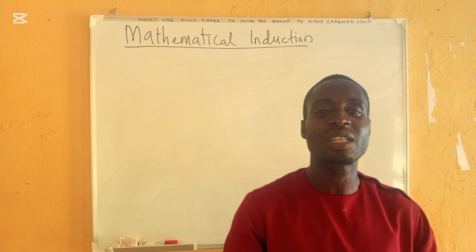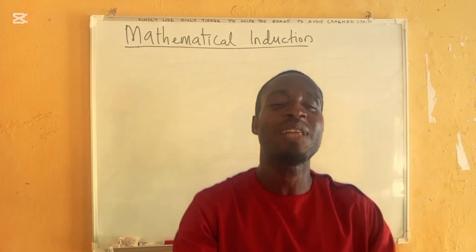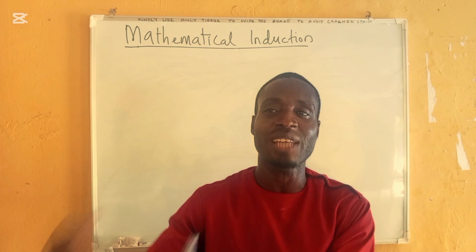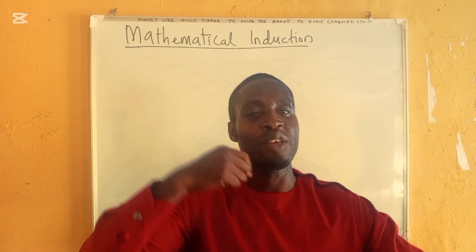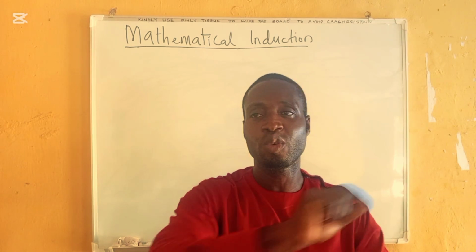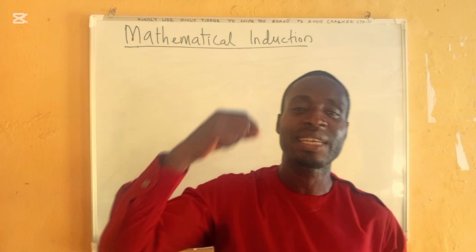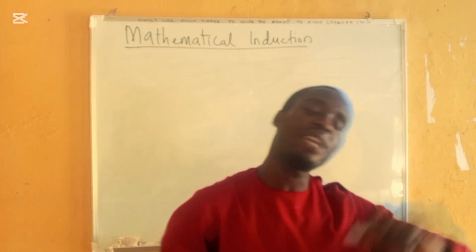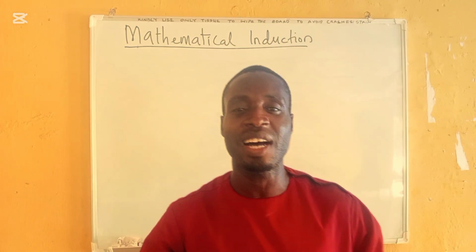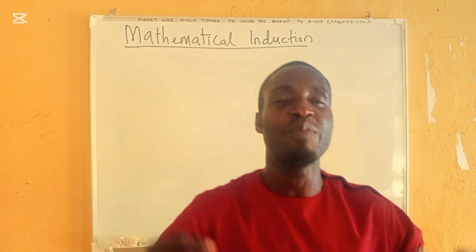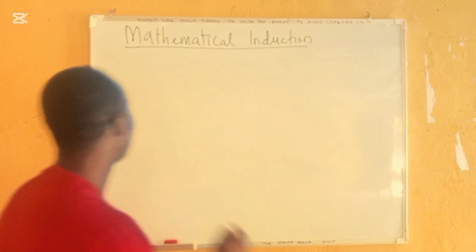Secondly, you have the inductive step. In the inductive step, you assume an arbitrary constant. Most times you call it k. You substitute the arbitrary constant into your statement, then increase it to k plus 1 and see if the right hand side goes to the left hand side. Once the right hand side goes to the left hand side, it has been said that you have proved by mathematical induction. Without wasting time, I want to look at an example.